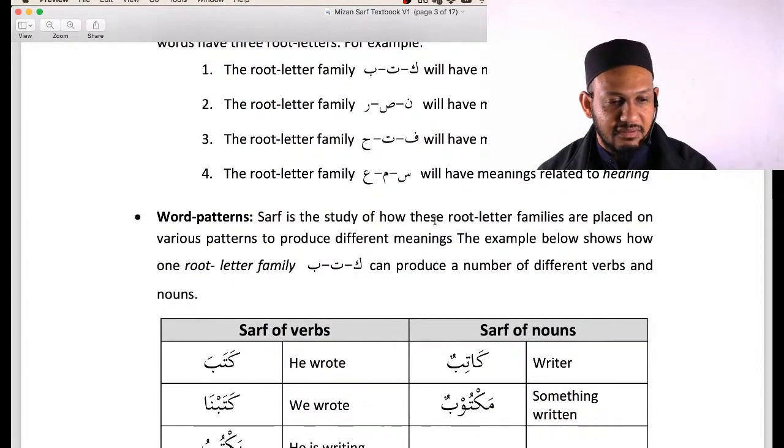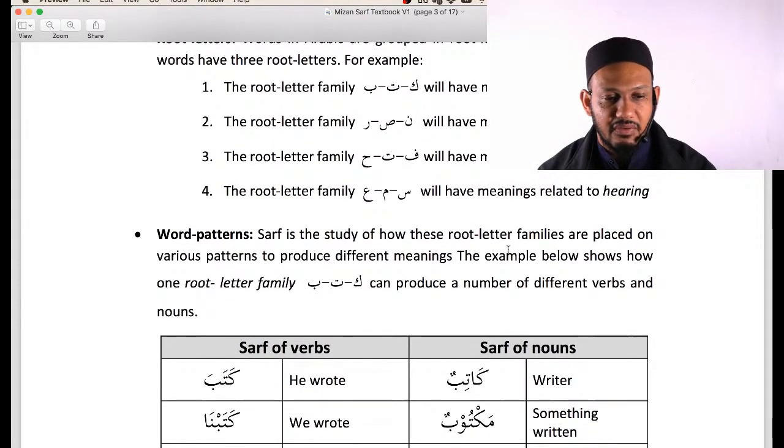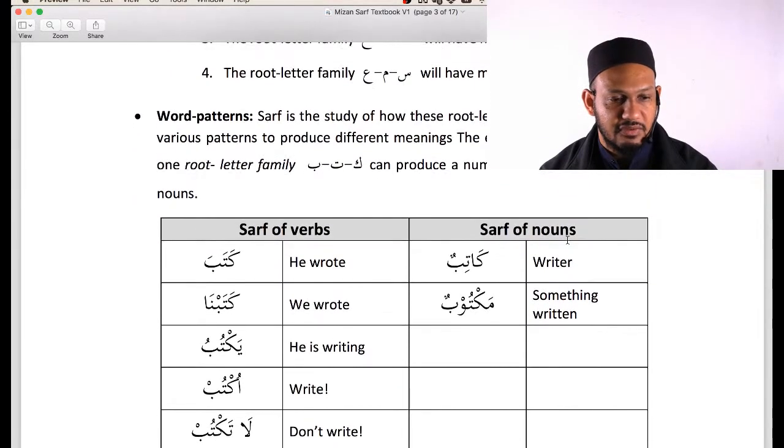And then what's a word pattern? Sarf is the study of how these root letter families are placed on various patterns. So what you learn in sarf is patterns, like fa'ala, fa'ala, fa'alu, sami'a, sami'a, sami'u. So it's a set pattern, and each of these patterns produces meanings. For example, below shows how one root letter family, kataba, can produce a number of different verbs and nouns. Sarf actually applies to verbs and nouns, but in our first section, and especially for most of first year, we focus on verbs. At the end of first year, we'll do a bit of nouns as well.